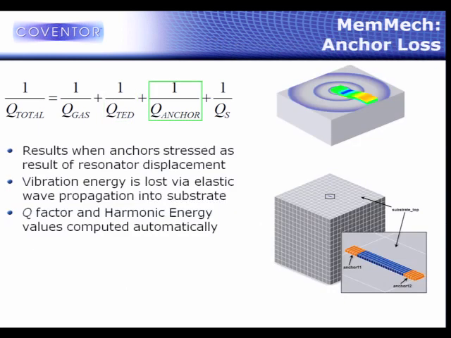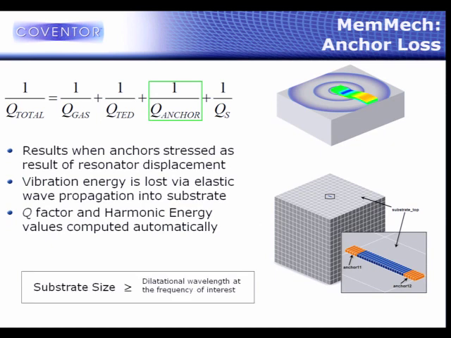And the other one is anchor loss, and you have to think about your MEMS device. You have to model a part of the domain that's at least equal to one wavelength. So you're talking about modeling quite a ways out from the MEMS device, but you're then able to get at the energy loss through the anchors.